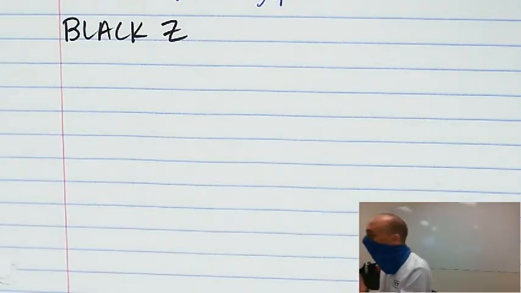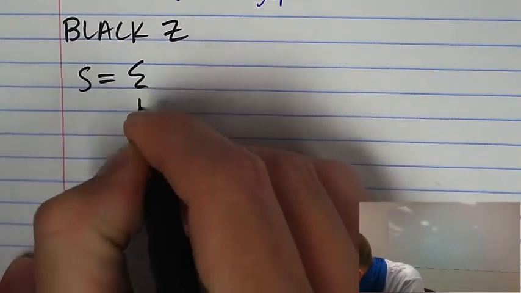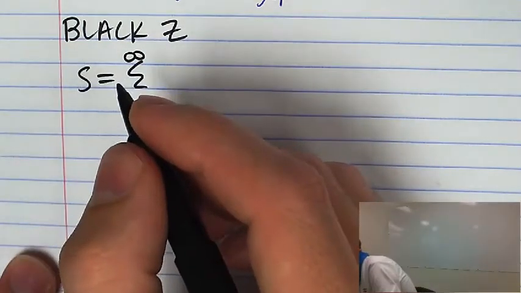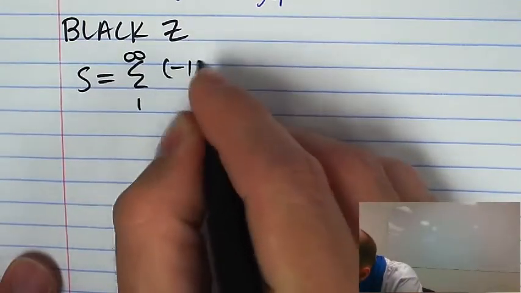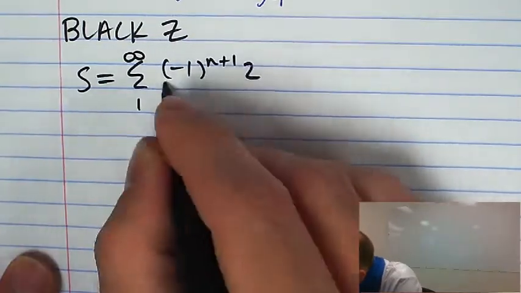All right, black Z is the alternating series error bound. And we do have a calculator with this, so that should help a little bit. All right, so the infinite series S equals the sum from 1 to infinity of (-1)^(n+1) times 2 over n.